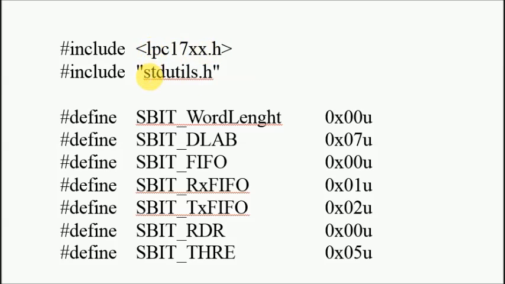So you can download it. When the stdutils.h file is not available, download this file from the internet and copy it into the folder where the LPC17xx.h file is available.